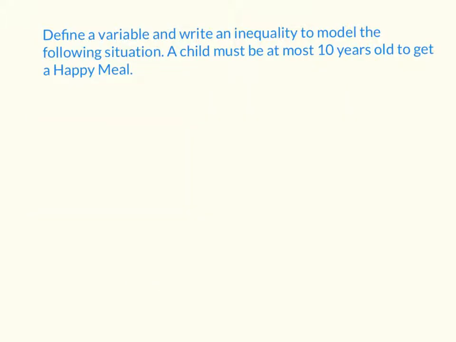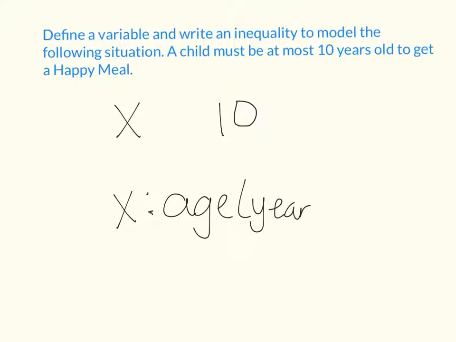All right, last one. Define a variable and write an inequality to model the following situation. A child must be at most 10 years old to get a Happy Meal. The first thing I'm going to do is have my x and a 10. x is going to represent age or years, whichever one you want is fine. So a child must be at most 10. So 10 is the biggest number a child can be.